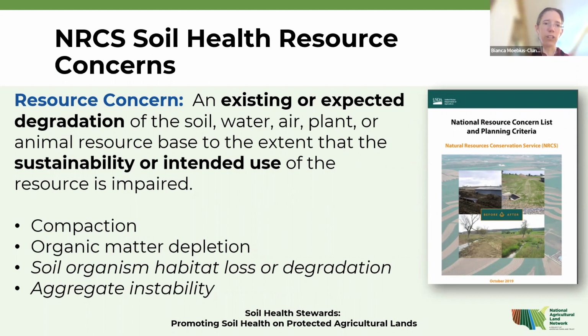NRCS has something we call soil health resource concern, and what that is basically a set of defined existing or expected degradation items for soil, water, air, plants, animals, to the extent that the sustainability or intended use of that resource is impaired. And so for soil health, there is a compaction resource concern, right? Is the soil compacted or is it not? Is organic matter depleting?